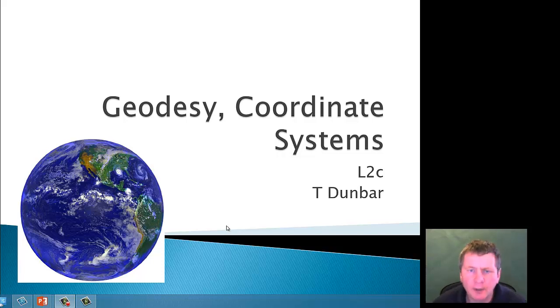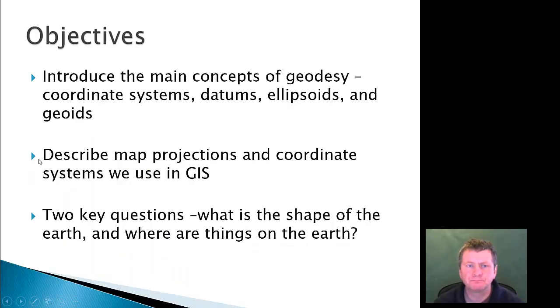Next up, we want to get a handle on the globe and get an idea of how we can make measurements and refer to where we are on that globe. So the objectives are to get some of the main concepts of geodesy: coordinate systems, datums, ellipsoids, and geoids. And we want to take a look at map projections and the coordinate systems, or coordinate reference systems, that we use in GIS. Main questions are, what's the shape of the Earth and where are things on the Earth?